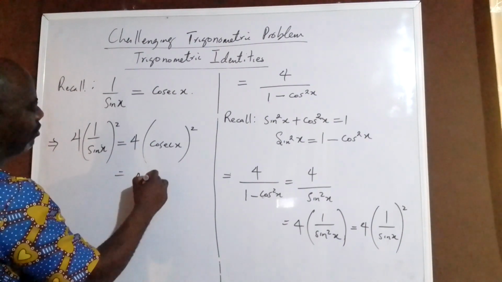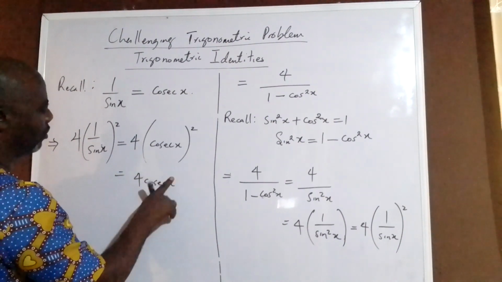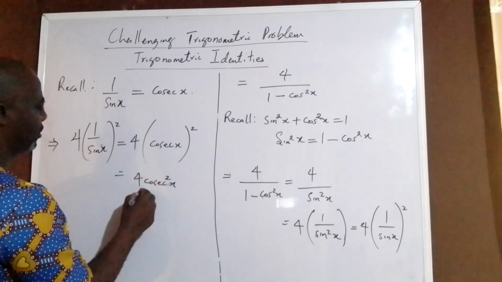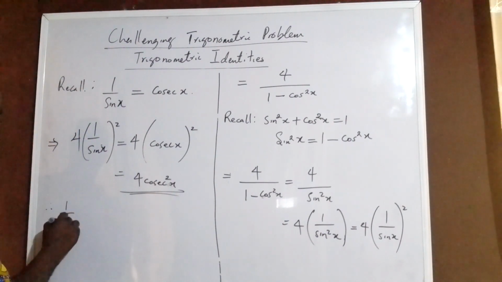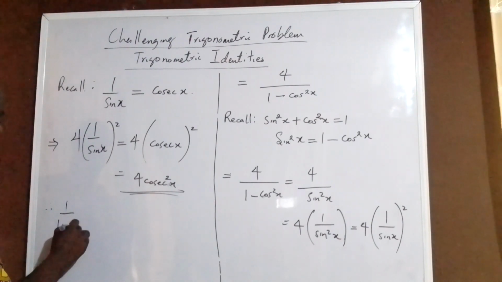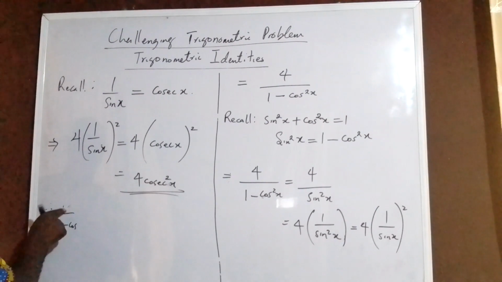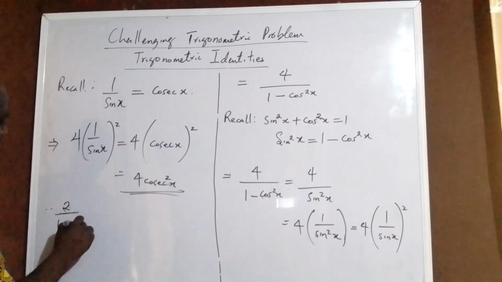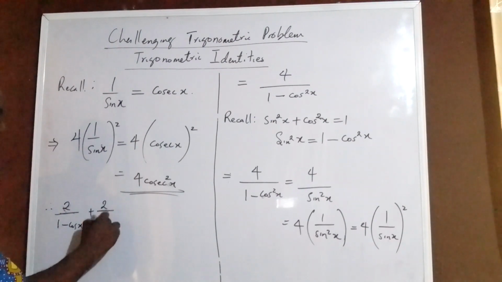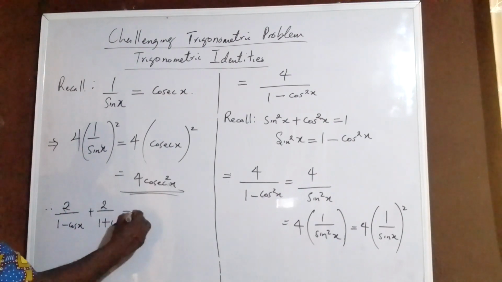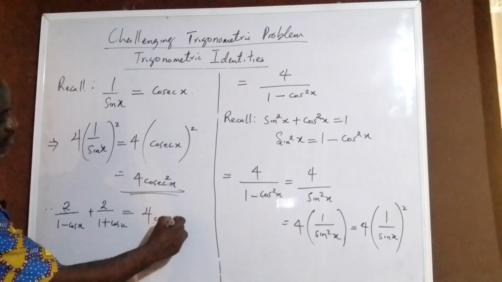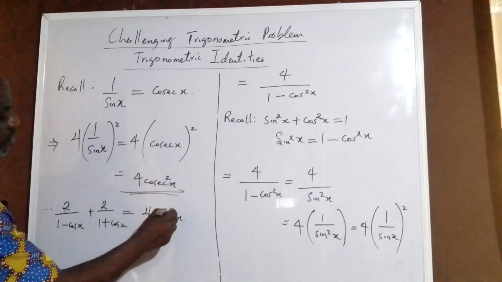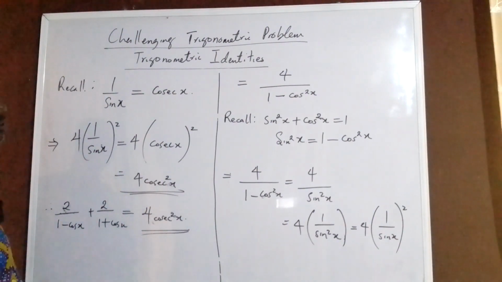And then we have 4 cosec squared x. So this is the result. Therefore, we can say that 2 over 1 minus cos x plus 2 over 1 plus cos x, when simplified, will give us 4 cosec squared x. That is the final result.